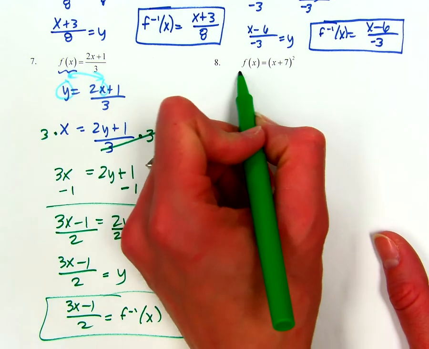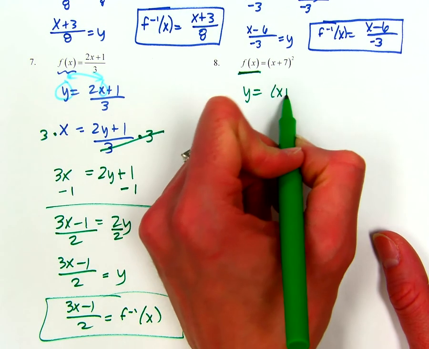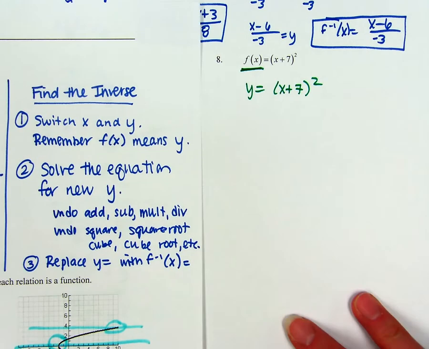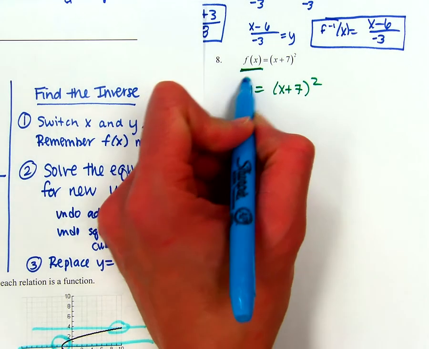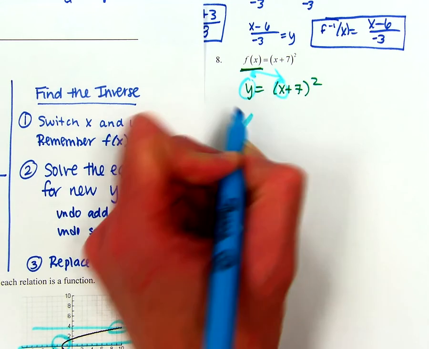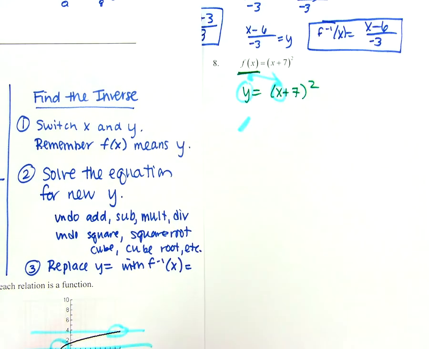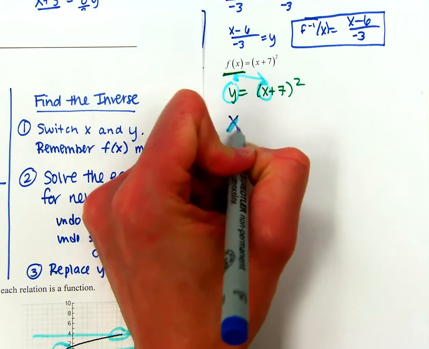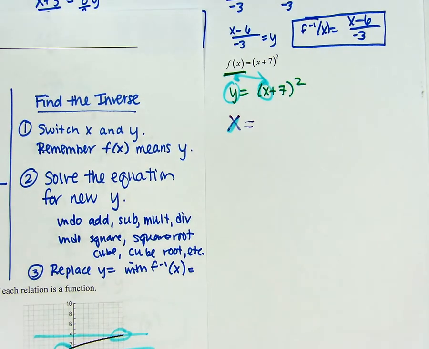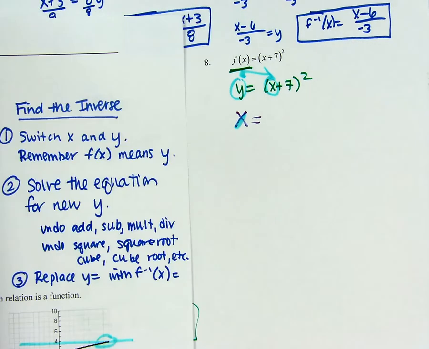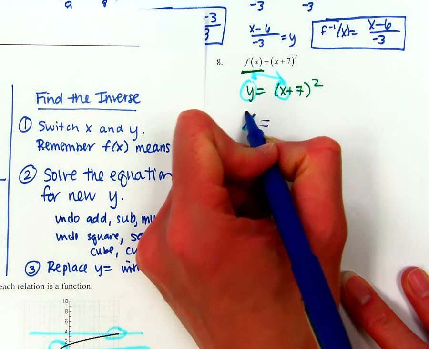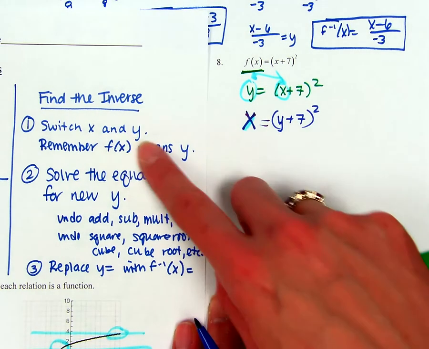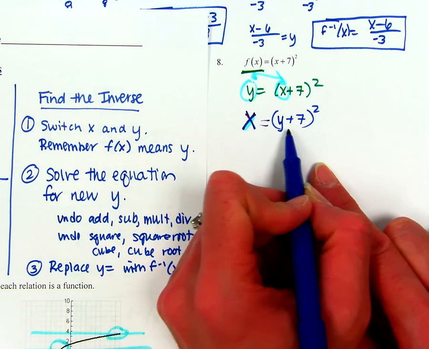All right, last problem. This means y equals, right? Okay, so to find any inverse, I just follow my steps. Switch x and y. Oops, I won't use the highlighter. x equals, sorry. All right, x equals y plus 7 squared. So I switched my x and y. I'm going to solve my new equation for y.